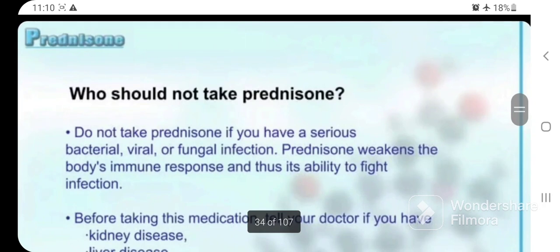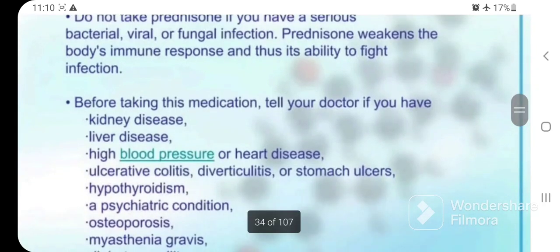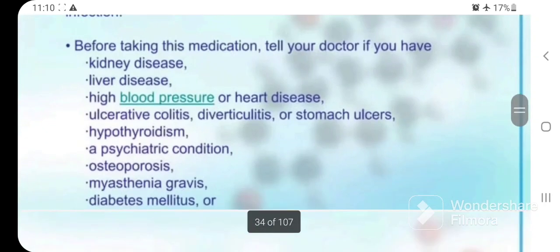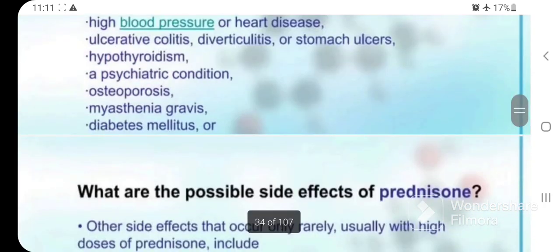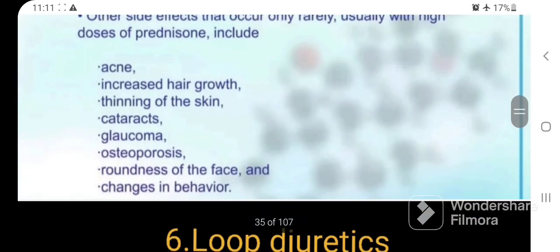Remember this point. Then contraindications: who should not take prednisolone? Do not take prednisolone if you have a serious bacterial, viral or fungal infection. I have told you, serious. Prednisolone weakens the body's immune system and thus its ability to fight infection. So if a severe infection is there, leave it. Before taking this medication, tell your doctor if you have kidney disease, liver disease, high BP, ulcerative colitis, hypothyroidism, any psychiatric conditions, or diabetes mellitus, type 1 or type 2.